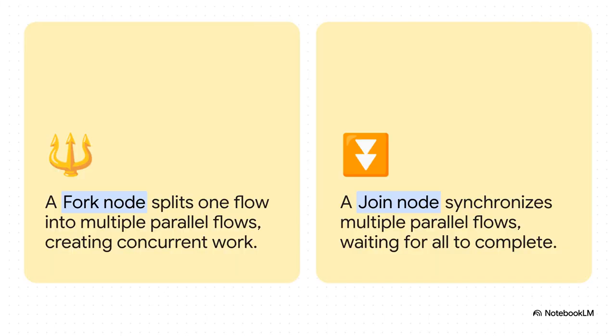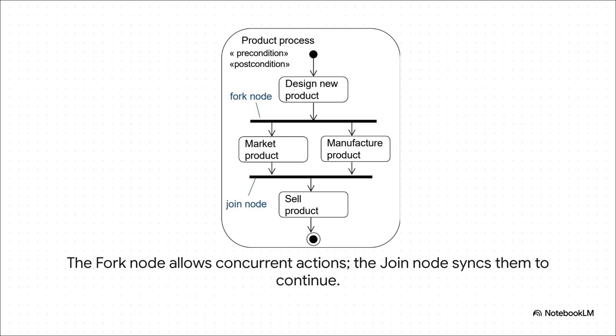Okay, now let's talk about concurrency. A fork node, that thick black bar, takes one incoming flow and splits it into multiple parallel flows that can happen at the same time. Its counterpart, the join node, does the exact opposite. It takes all those parallel flows and waits for every single one to complete before it allows a single outbound flow to continue.